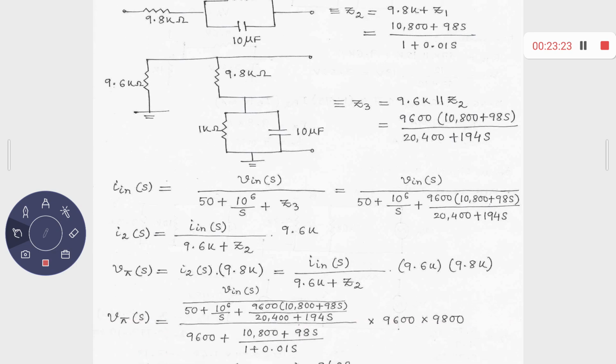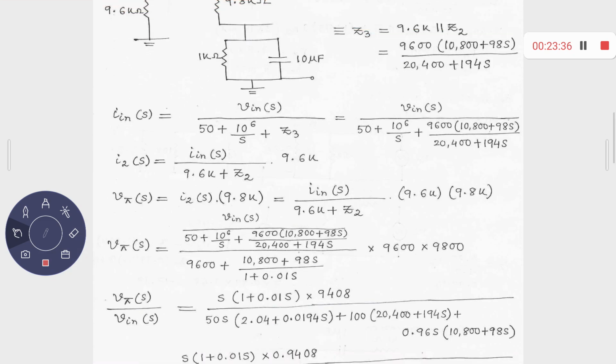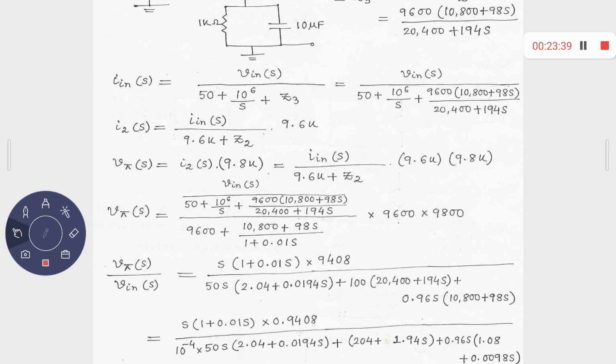And then if you just plug in all those values, I appreciate that this calculation is relatively tedious. It will require an enormous amount of time. Anyway, if you do this calculation, then ultimately what I get over there is this much: V pi upon V in. V pi is equal to I in S divided by 9.6 plus Z2, multiplied with this 9.6, multiplied with this 9.8.